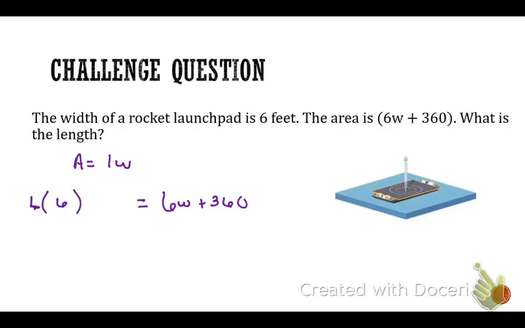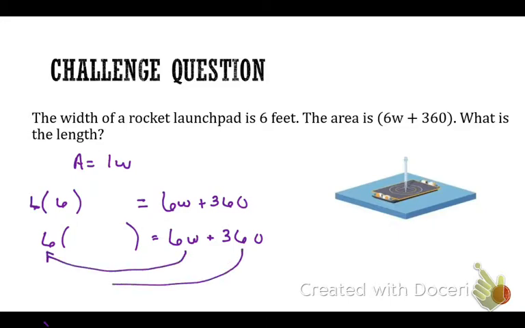So now I'm gonna flip this around. Does everybody agree? Length times width is the same thing as width times length. Okay. So 6 times what value for length would be 6W plus 360? Here's what you're gonna do, just like we just did on the last one in all my factoring. You're going to divide the numbers by the number that's on the outside.